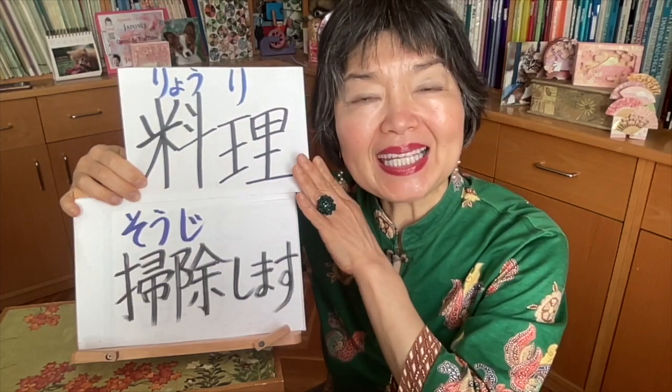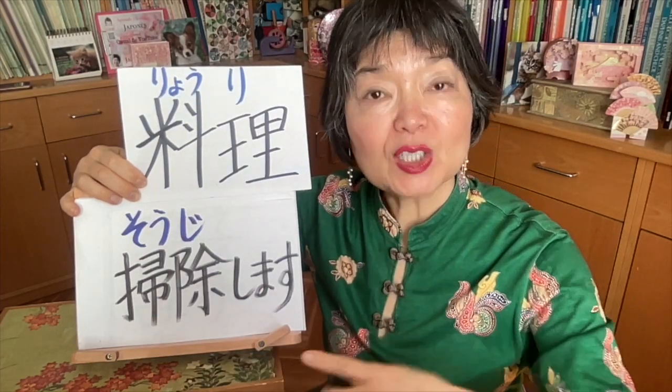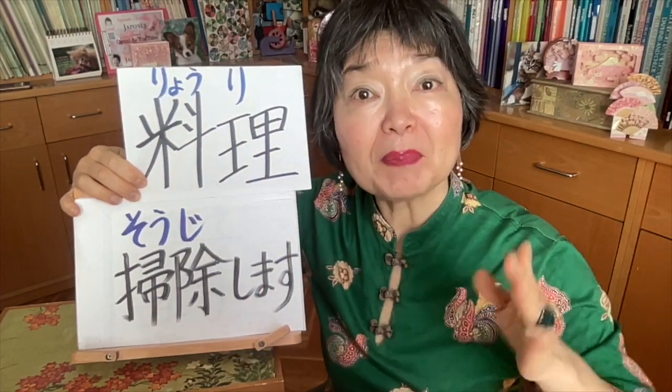My daughter cooks very well. Well, she's good at cooking, but at cleaning the house, she's not so good. At first, I'm going to explain some vocabulary. 料理 is cooking. And 掃除します is to clean the house. But this time, I'm going to use it as a noun without します. 掃除 is the cleaning.